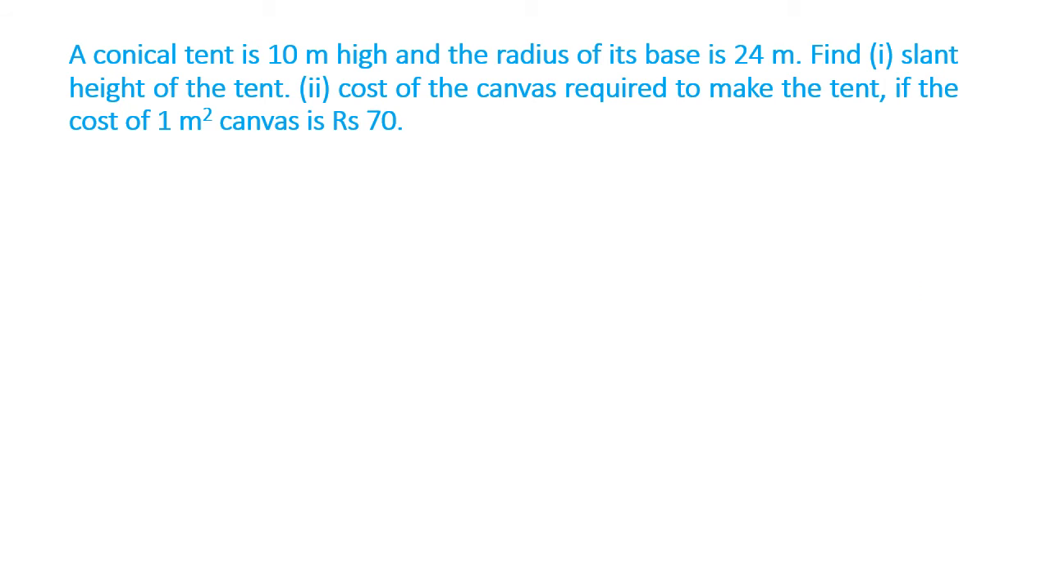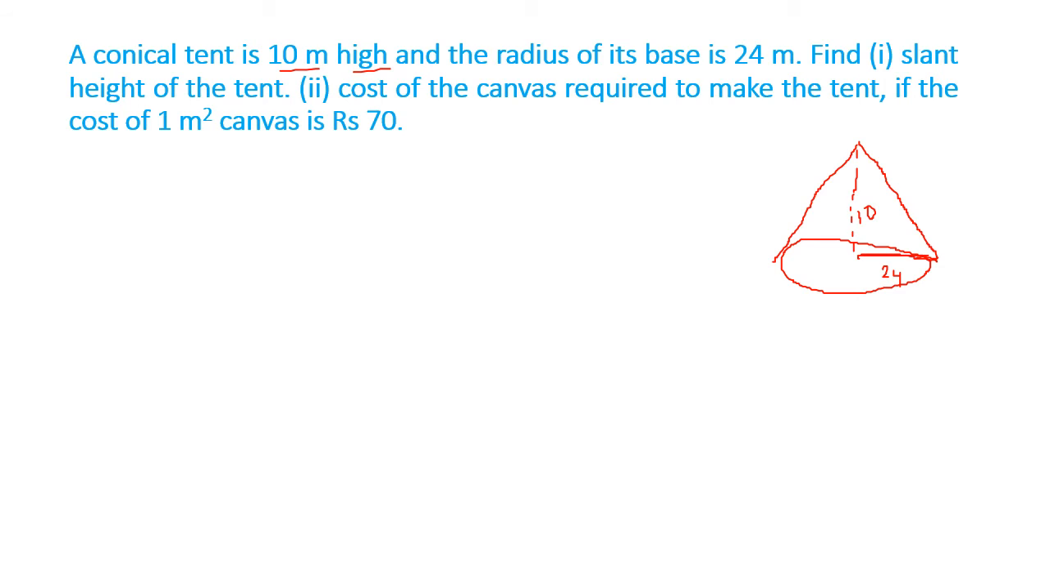Now some problem sums. A conical tent 10 meter high. Since they have not mentioned, we will draw a conical tent 10 meter high having a base radius 24 meters. So we have got a conical tent. We should draw a conical tent with a base radius 24. Okay, the base radius is 24.